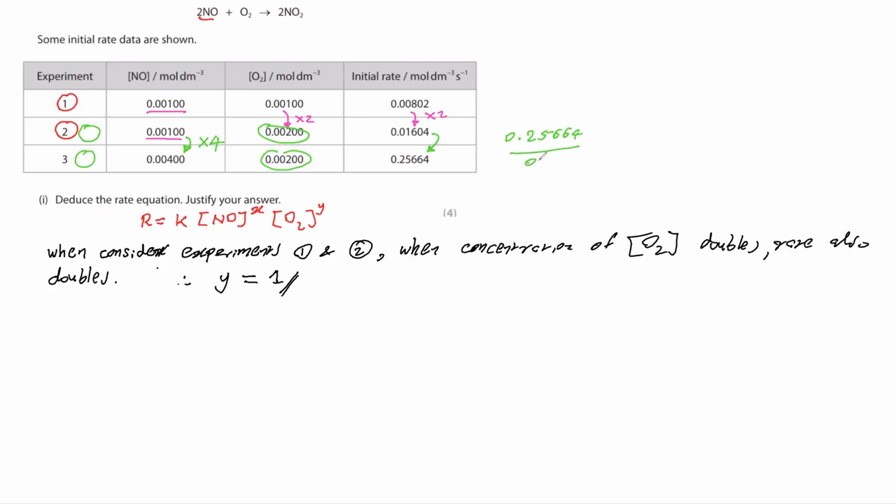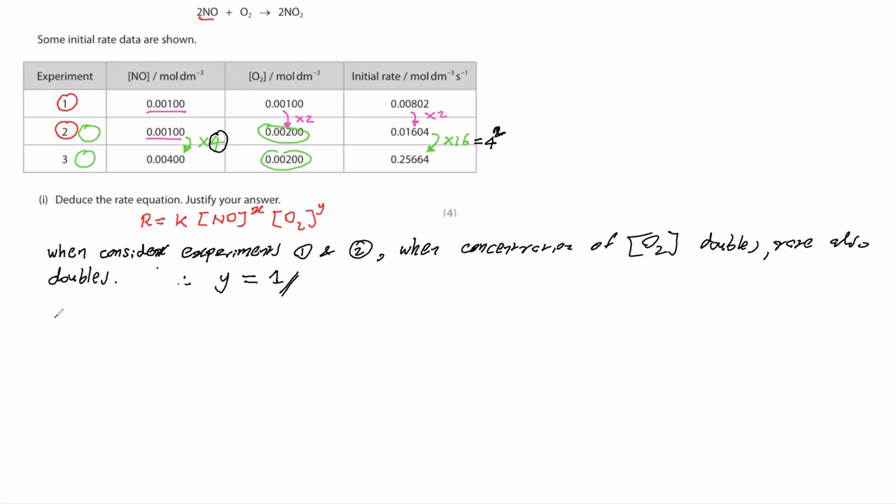0.25664, I'm going to divide by 0.01604. If you divide by this one, it is 16 times. Okay, it has increased by 16 times. What is 16 in terms of 4? Because that will make it easier. 16 means 4 squared. That means when you increase the concentration by 4 times, the rate will increase by 4 to the power 2. That means the order is 2.